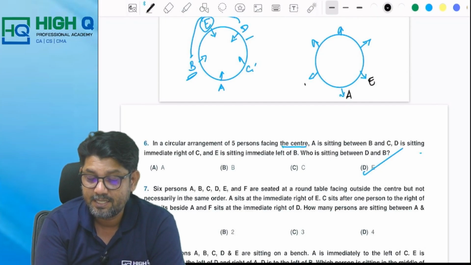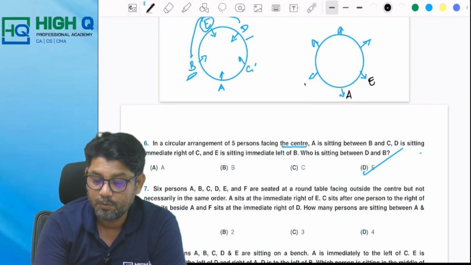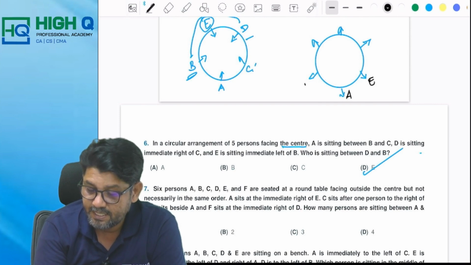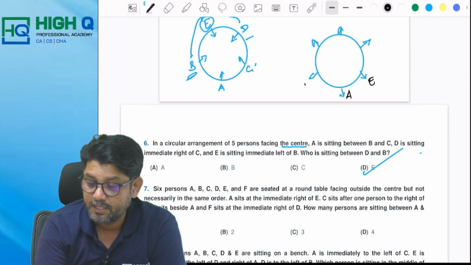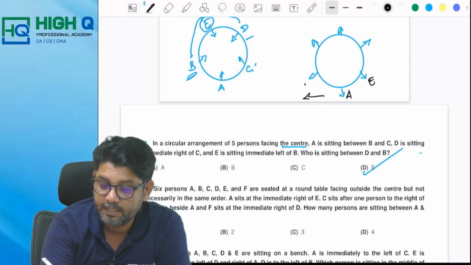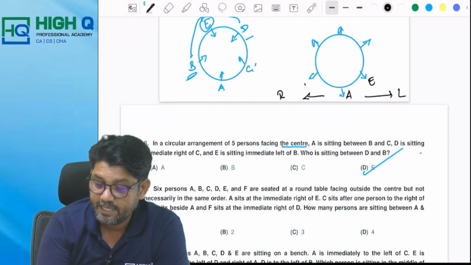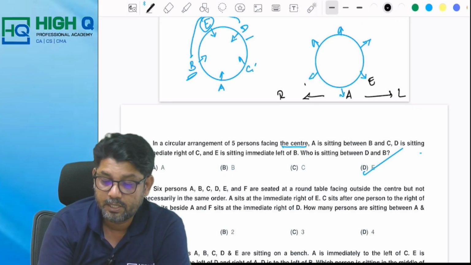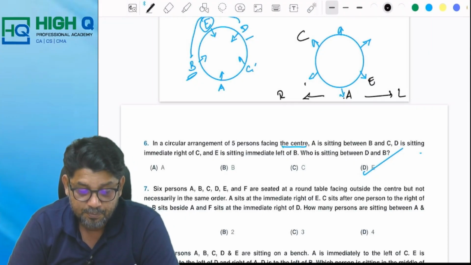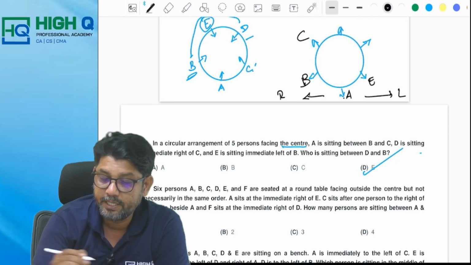If A sits immediate right of E, then E sits immediate left of A. Now, C sits second to the right of A. See, A's right side is this, and this is A's left side. Now C sits second to the right of A. Is that correct, all of you? Next, B sits beside A. B has to be here only.